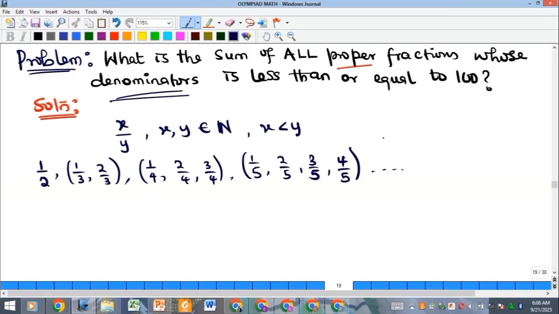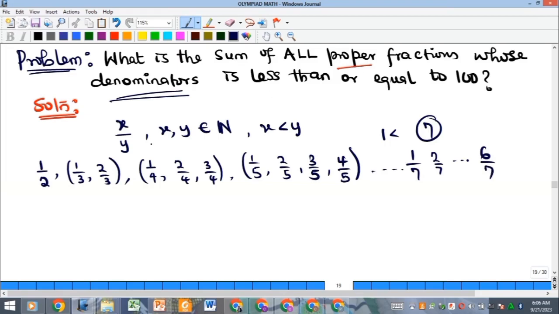For any denominator, the number of fractions you will get is 1 less than the denominator. So if I have a denominator of 7, I'm expecting 6 fractions: 1 over 7, 2 over 7, up to 6 over 7. So of course you will get 6 fractions there.